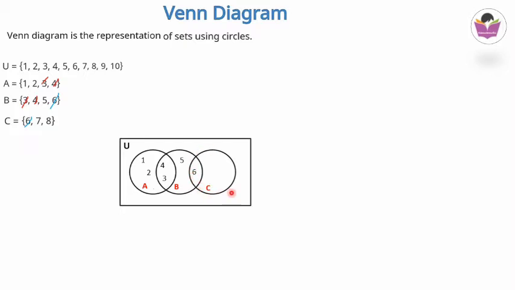Then come to C portion. When you check the C portion, 6 is marked. That means other than 6, 7 and 8 are there. 8 elements are there. 7 and 8, these are the 2 elements. So let's mark 7 and 8.